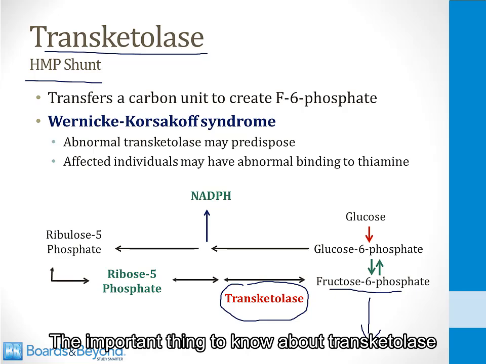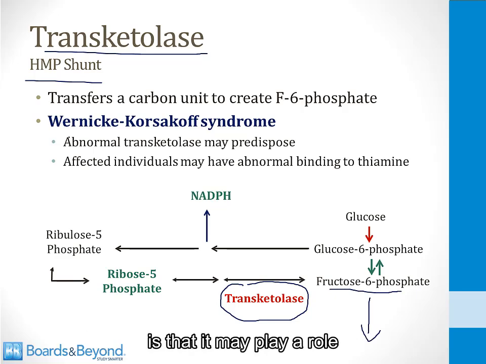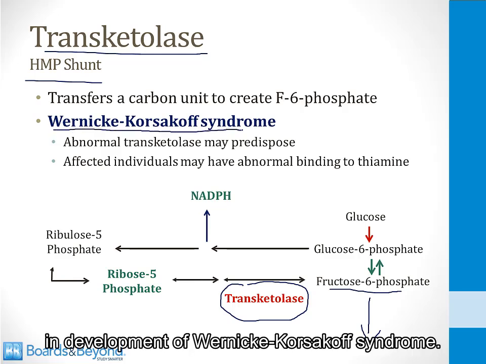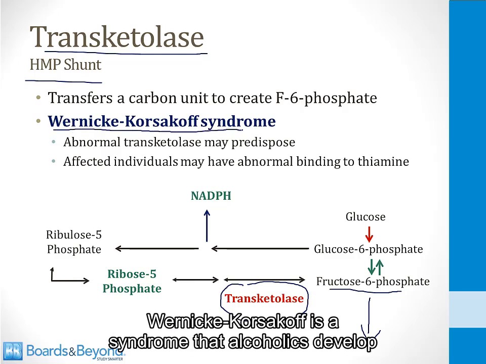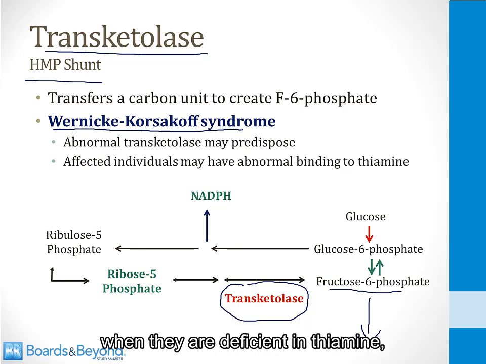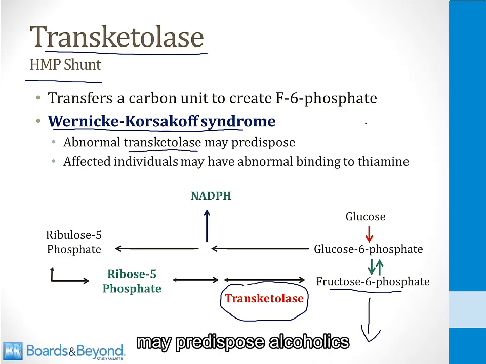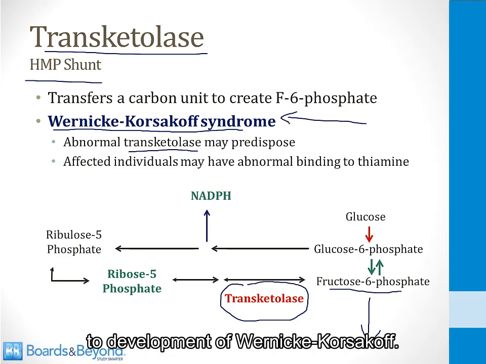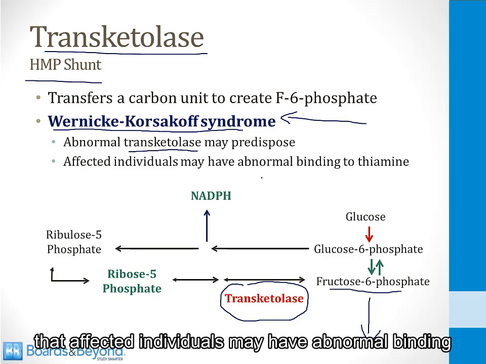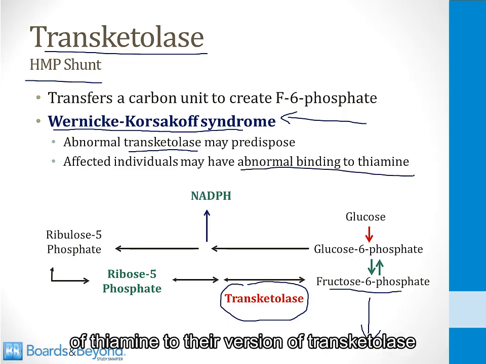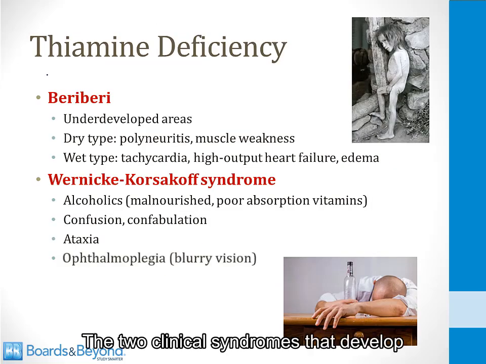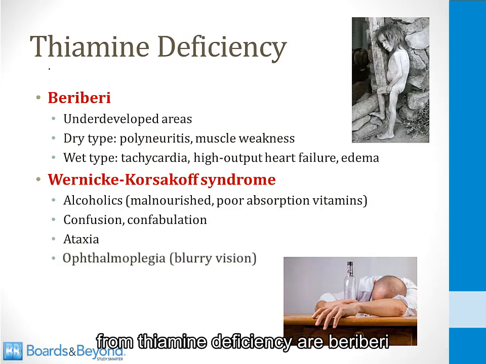The important thing to know about transketolase is that it may play a role in development of Wernicke-Korsakoff syndrome. Wernicke-Korsakoff is a syndrome that alcoholics develop when they are deficient in thiamine. It's a cognitive syndrome. And there are data that abnormal transketolase enzymes may predispose alcoholics to development of Wernicke-Korsakoff. In fact, the data say that affected individuals may have abnormal binding of thiamine to their version of transketolase inside of their cells. The two clinical syndromes that develop from thiamine deficiency are beriberi and Wernicke-Korsakoff syndrome.